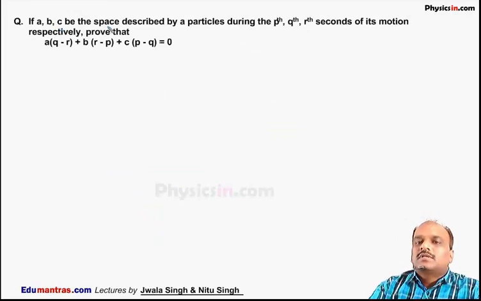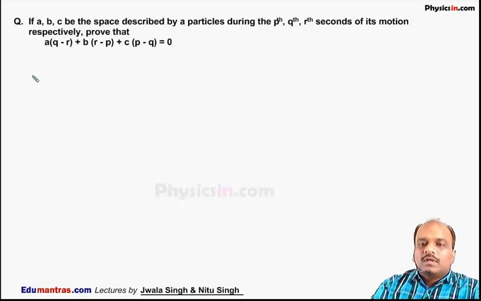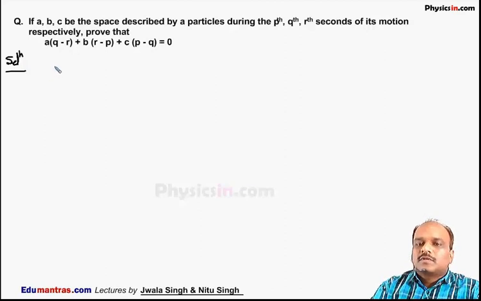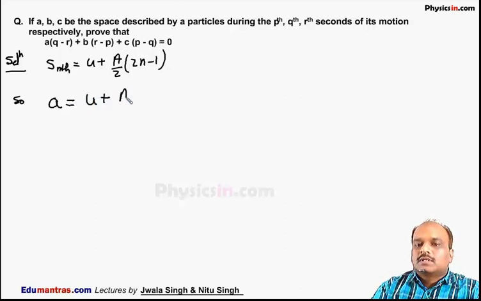If A, B, C are the distances described by a particle during pth, qth and rth second of its motion respectively, then prove that this one. Let's assume, we know the distance traveled in nth second is equal to u plus a by 2 into 2n minus 1. So distance traveled in pth second is A, so A is equal to u plus acceleration by 2 into 2p minus 1. This is the first expression.